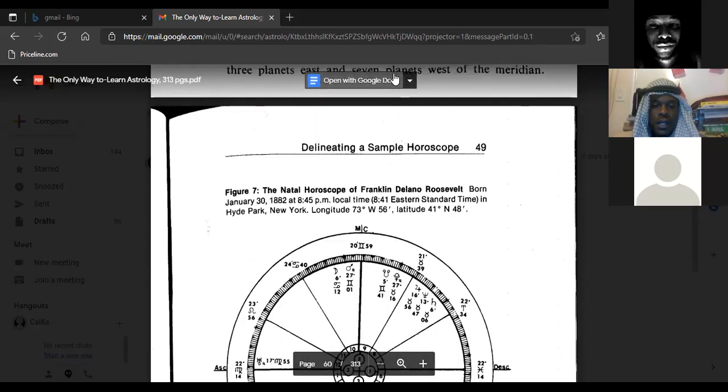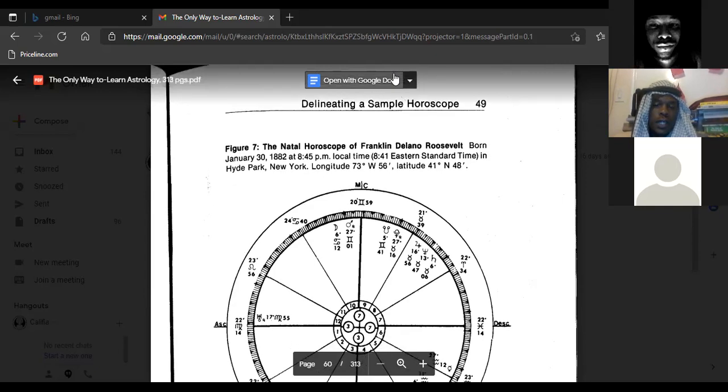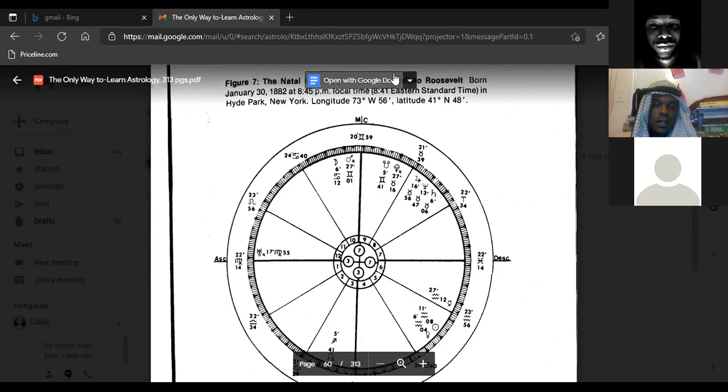Figure 7, the natal horoscope of Franklin Delano Roosevelt, born January 30th, 1882 at 8:45 p.m. local time, 8:41 Eastern Time in Hyde Park, New York. Longitude 73 degrees 56 minutes west. Latitude 41 degrees 48 minutes north. Here's an example of the chart.